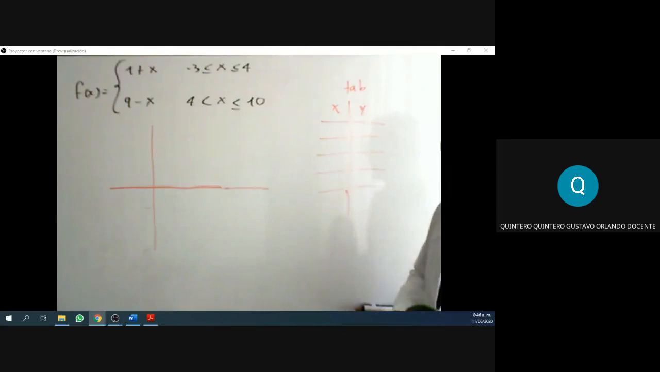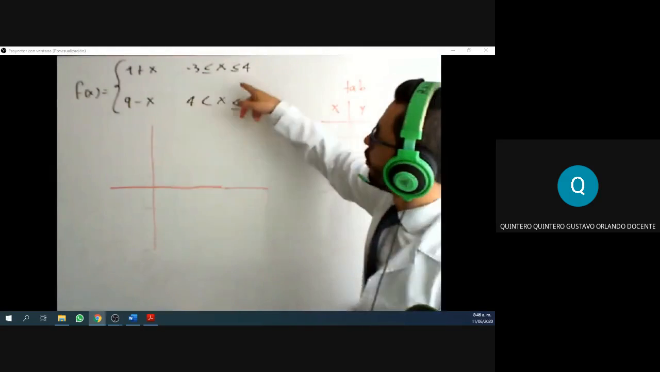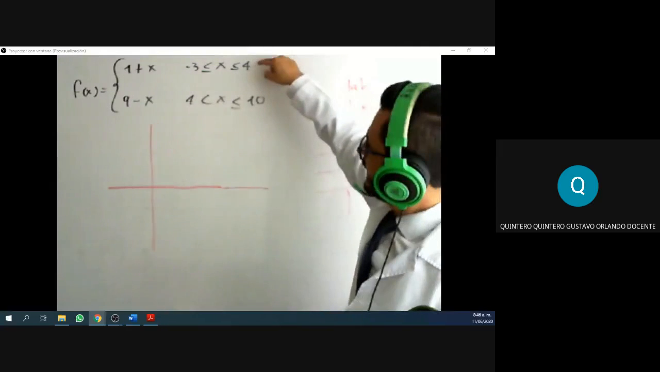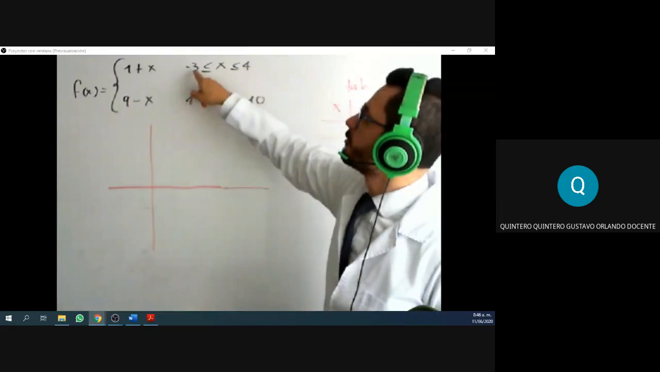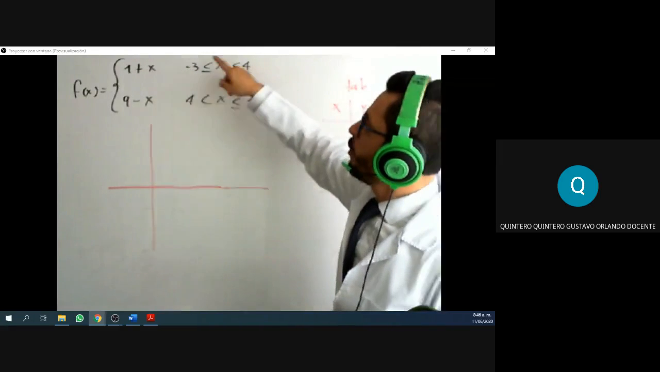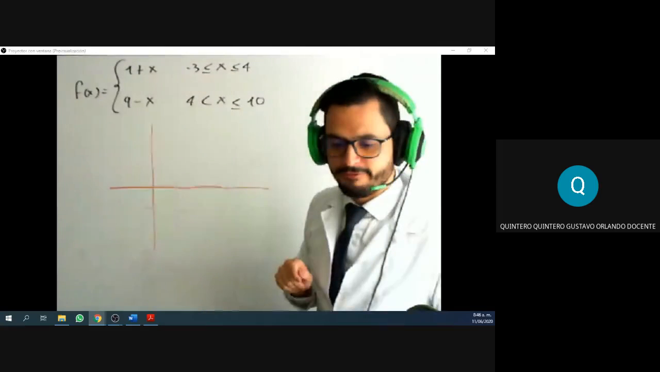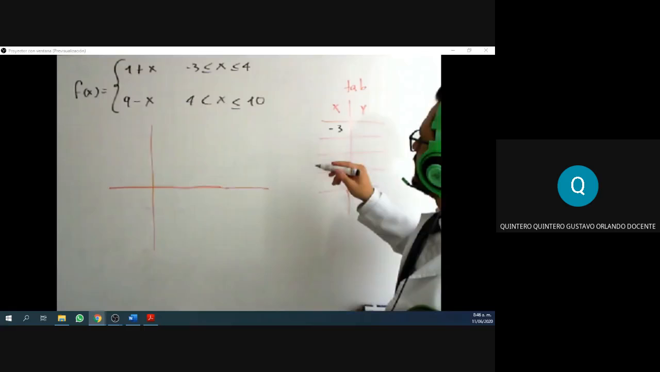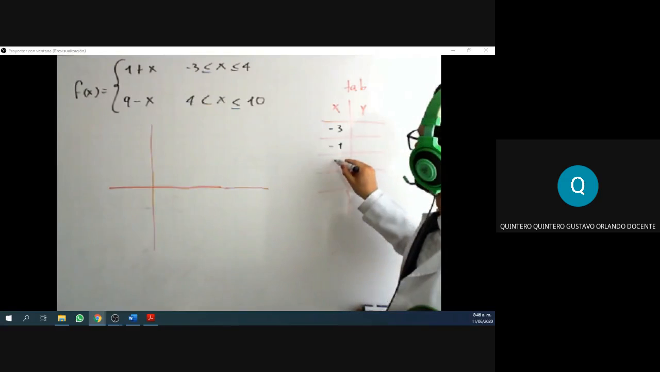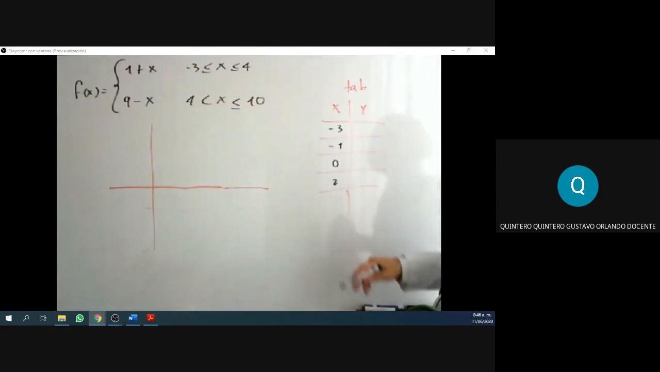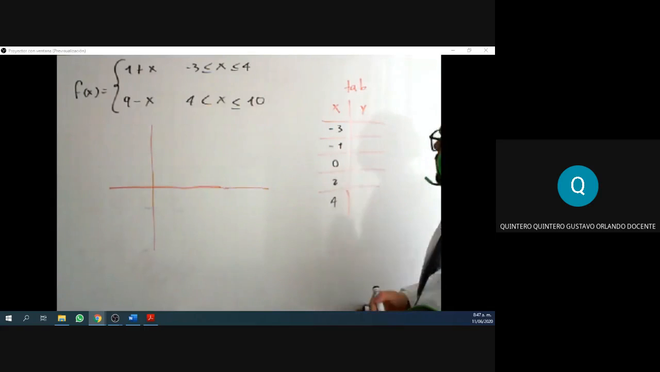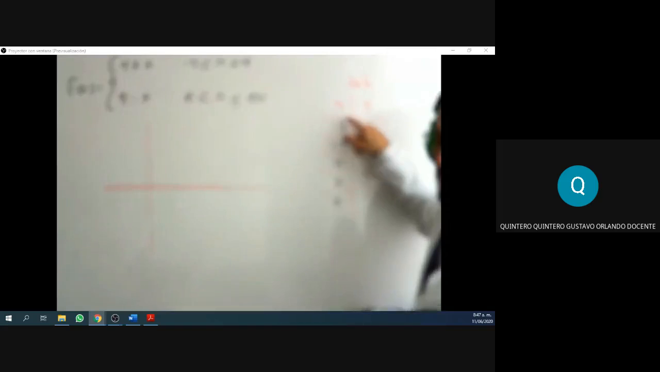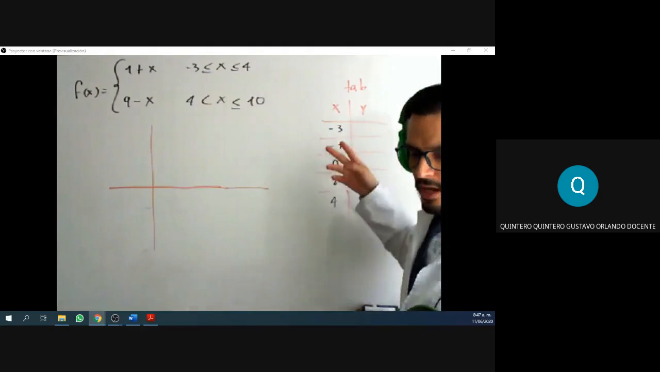In here, again, select values from negative 3 to 4. Why? Because this little piece of domain is telling us that the values from negative 3 to 4 are the ones that are going to be for this piece of the function. So if I select negative 3, let's select another one, negative 1, another one, 0 and 2, and then 4. I don't have to select a lot of values. To be honest, I could have just selected 2.